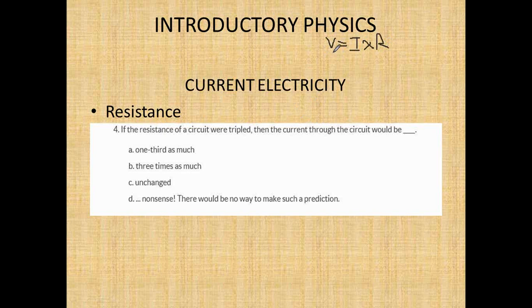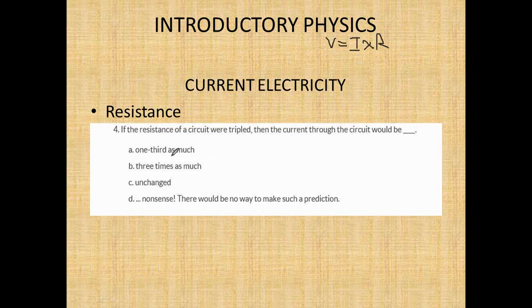And if the resistance is tripled, if this increased by 3, in order to keep the voltage constant, this has to be decreased by 1/3. So the current through the circuit would be 1/3 as much.